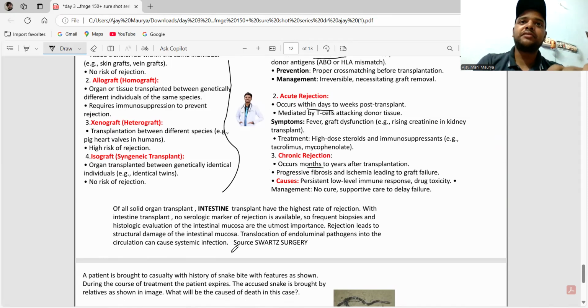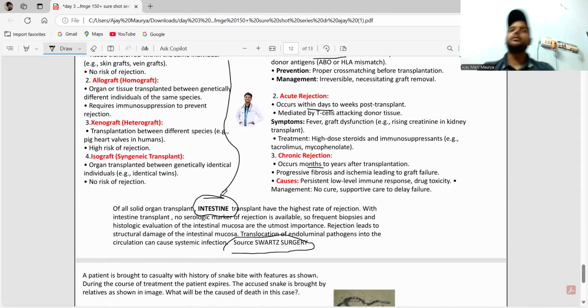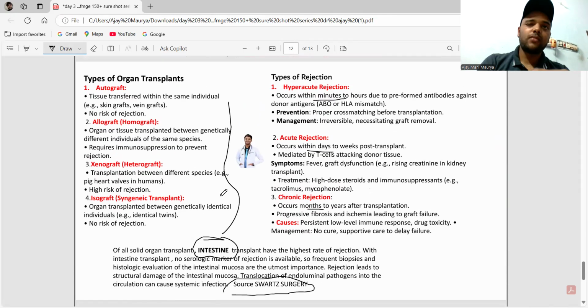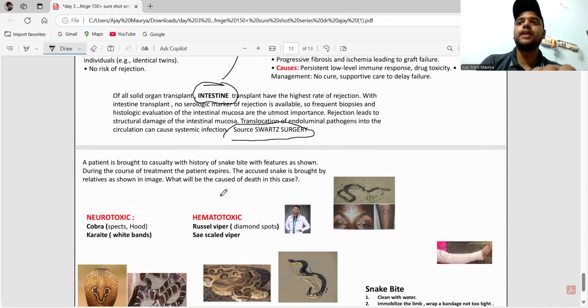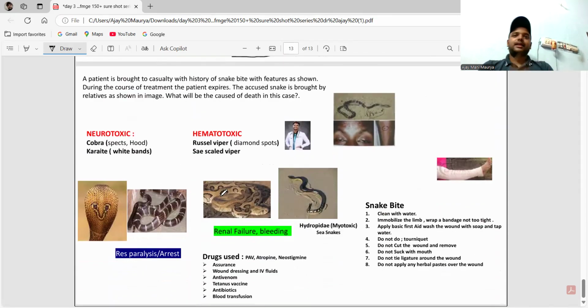This line was taken from Bailey surgery. The same line, they told that intestine transplant has the highest rate of rejection. Okay. Done. This is the textbook line. Next, remember here, the last one is snake bite.